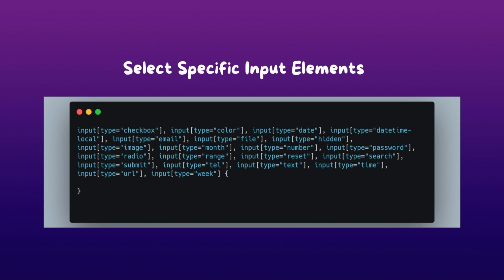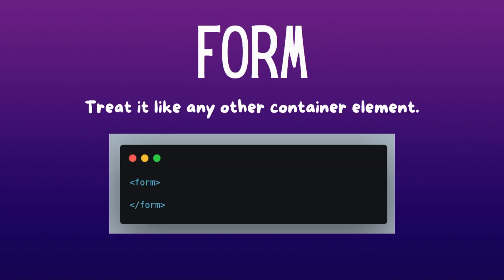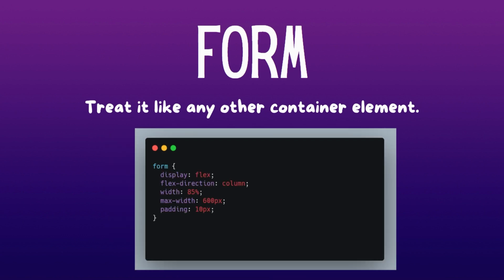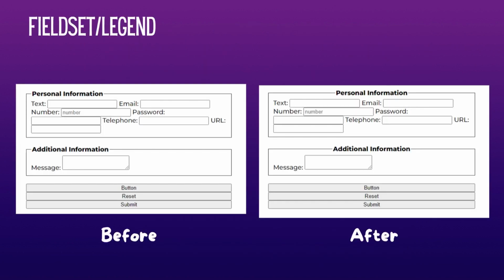When it comes to selecting specific input elements, you have a formula. You say input, brackets, inside the brackets, you say type equal, quotes, inside the quotes, the type that you want to specifically style. The easy elements are easy to style because there's no real style limitations, just a couple of considerations. The form, you can treat it like a div, you can go ahead and style it up to your liking and desire. The Fieldset and Legend, which if you don't know, I'll show you. The Fieldset is going to be a group, it's going to be a container, and the legend is going to be the title. When it comes to styling these elements, it's pretty straightforward.